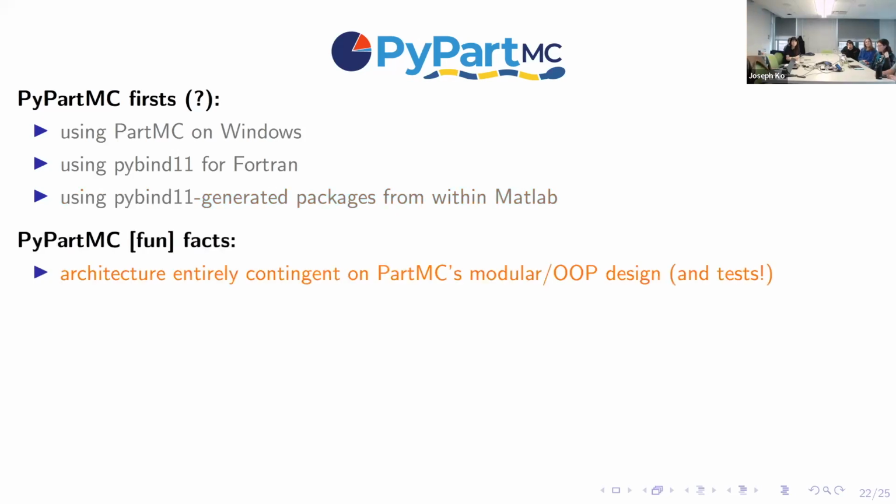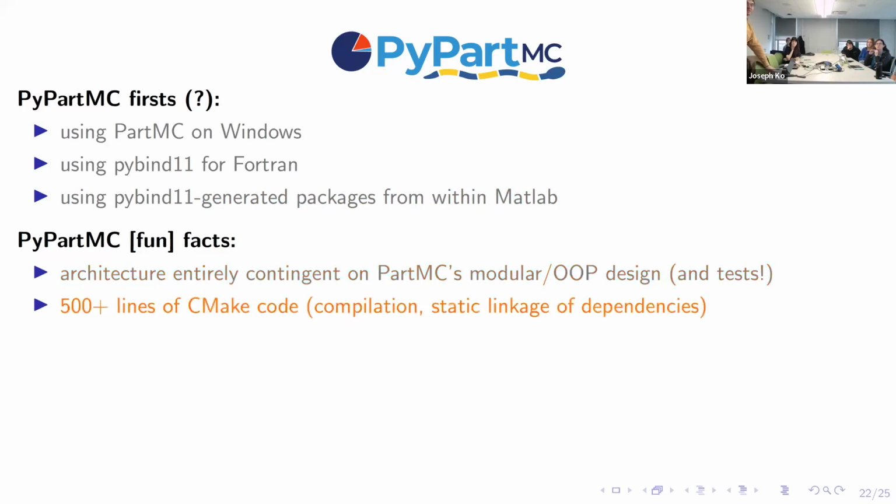Some facts about this development, some of them may be fun facts, is that, let me stress that the whole concept of using C++ for interfacing Python and Fortran is strictly dependent on the fact that PartMC originally was coded in an object-oriented manner. So despite it was started 20 years ago, it's a very, very best practice example for modular object-oriented code, despite it's in Fortran.